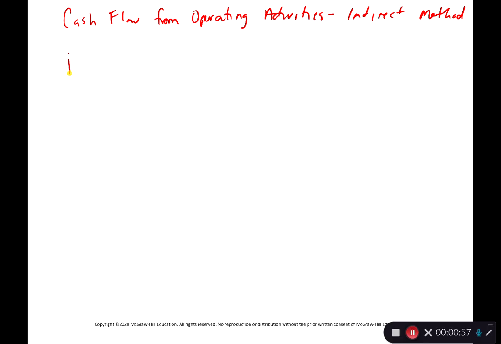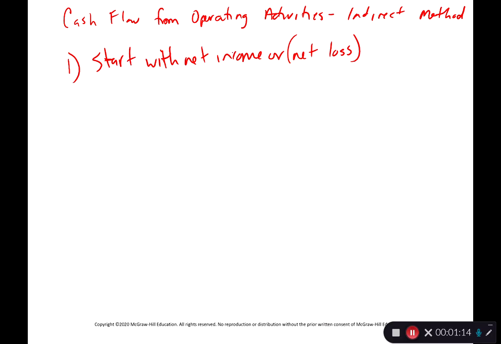So this is cash flows from operating activities using the indirect method. So this is the Berube patented 6-step process. If you do this, you will get it right every time. Step 1 is start with net income. I can't spell. Or net loss. And if it's net loss, it has to be a negative.